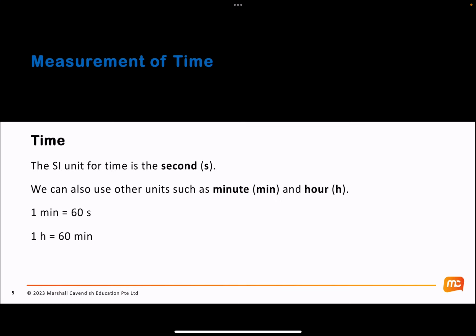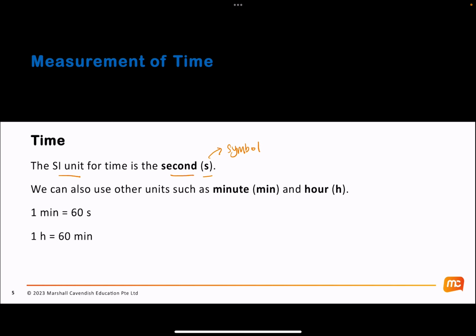All right, so let's move on. The first quantity is actually time. A lot of it you have covered in lower secondary already or in primary school. The SI unit for time is second. This is the symbol.